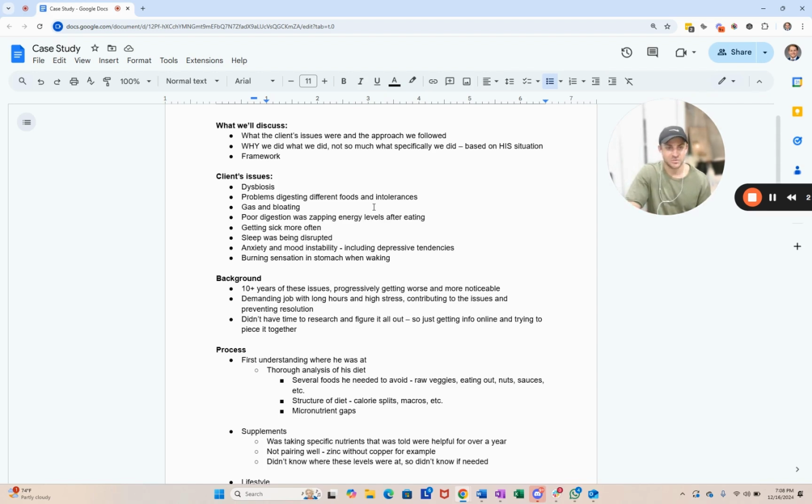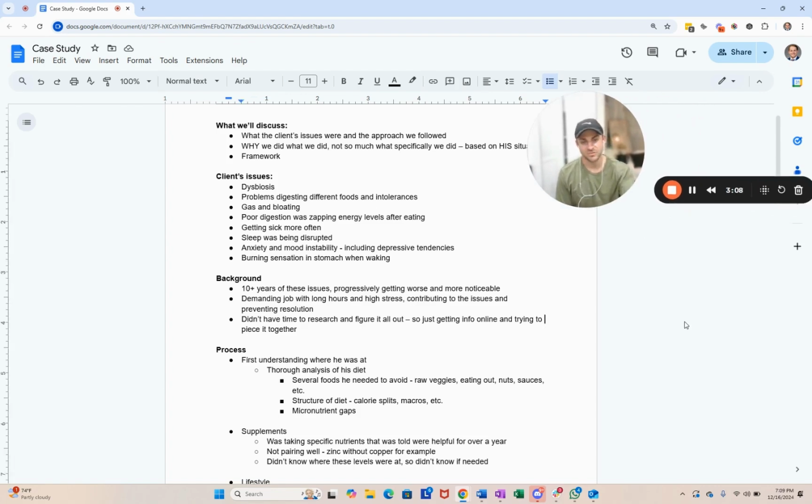Sleep was being disrupted. He was waking up in the middle of the night pretty frequently. But even beyond that, even if he didn't wake up in the middle of the night, the quality of his sleep wasn't there. He was trying to get 7 to 8 hours, but he would wake up not feeling well rested. So that was something we needed to focus on.